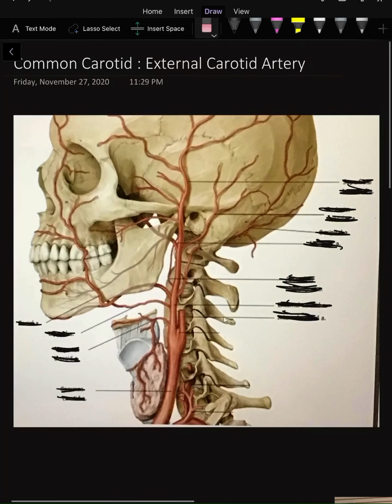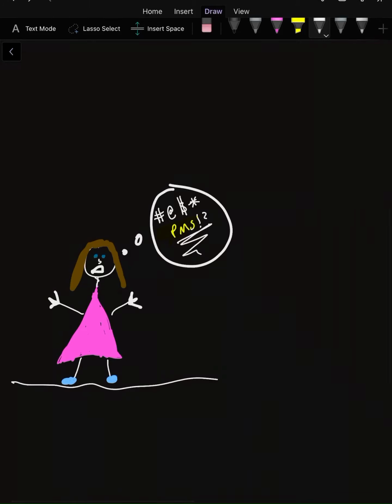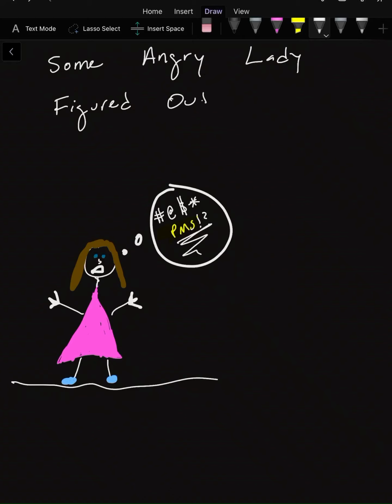Hey, what's up, guys? It's Adam Science here, and today we're going to be going over the common carotid artery, and more specifically the external carotid artery. So we have a little mnemonic for this one. I drew out an angry lady, and she's cursing PMS. The mnemonic goes, "Some angry lady figured out PMS." What PMS stands for, it has an abbreviation, but I don't know. You can make it up if you want, but we're going to have to figure out what PMS is anyway, because they each stand for a branch off the external carotid artery.